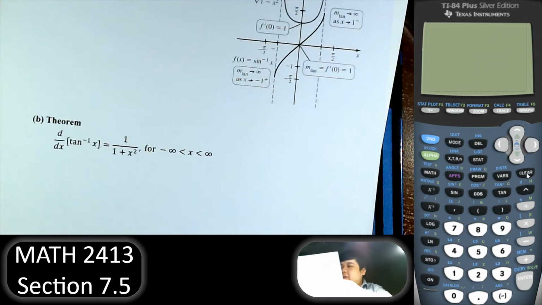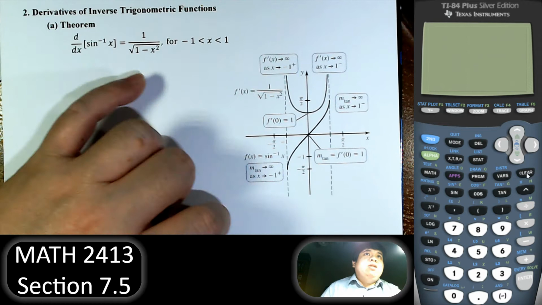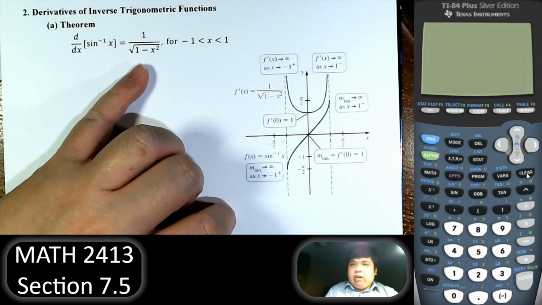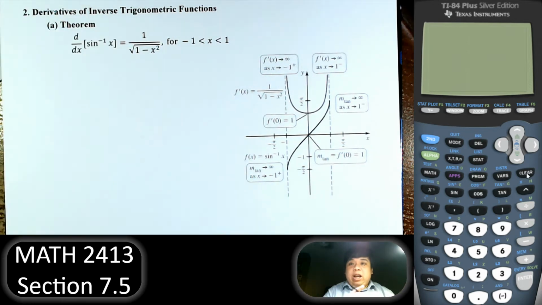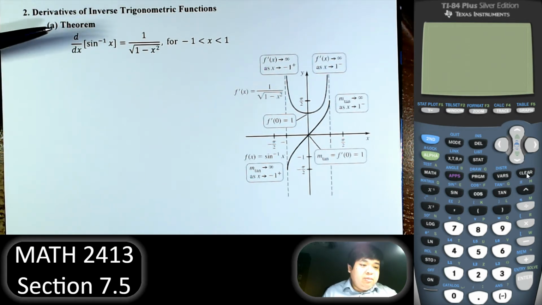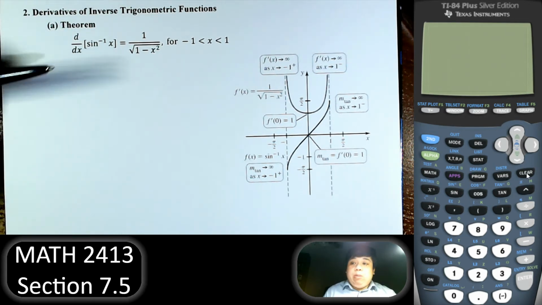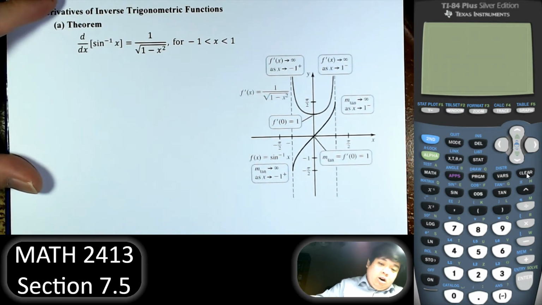Now, we go to the calculus part of it. So we have the derivative of sine inverse is equal to this. So how do we prove it? Actually, I don't even memorize it. Every time we see this problem, just go ahead and prove it. So, we don't need to memorize this.